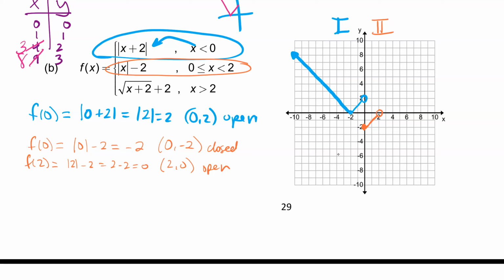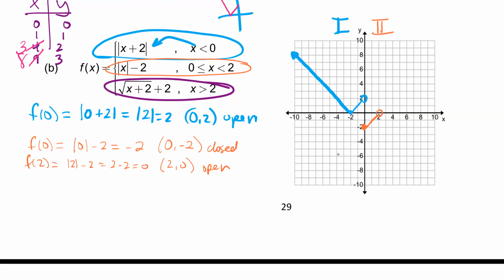Okay, let's do the next one. Lastly, square root of x plus 2, plus 2. Okay, first, before you even draw this, what would that transformation of this look like? What's happening? Of just a regular square root function, it's being shifted left by 2 and up by 2. Okay, so we know roughly what it's going to look like. But we only want the portion when x is greater than 2. Any questions? Yeah? No? Okay.